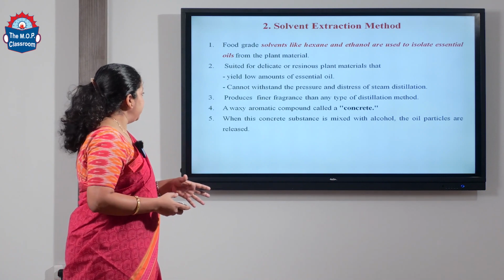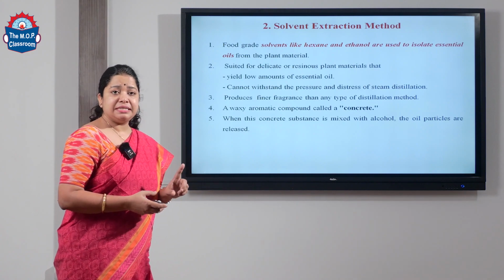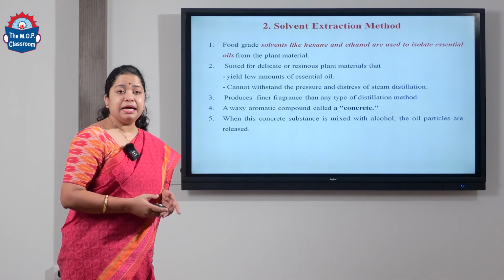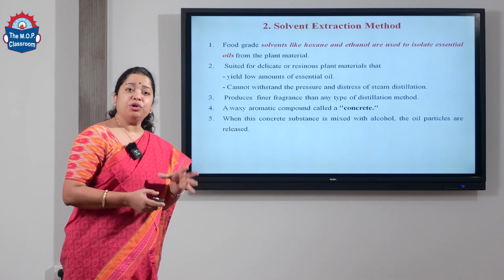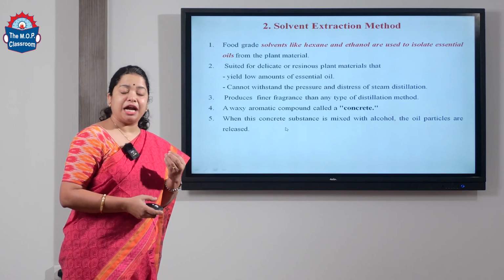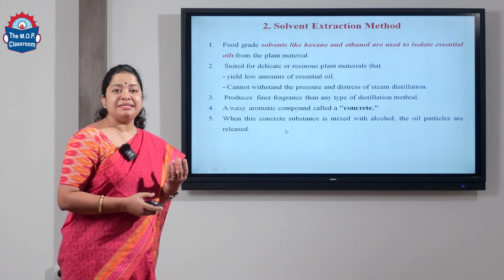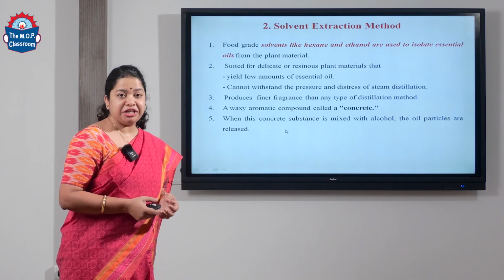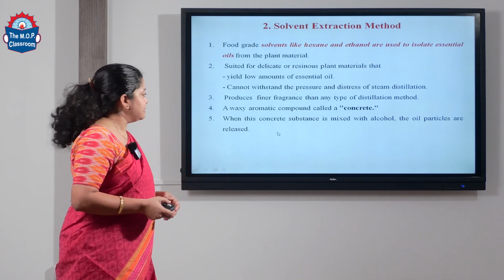So during solvent extraction, there is just one thing we need to remember: first, the use of a food grade solvent like hexane, and second, once this hexane or solvent is mixed with our plant material or spice, it generates a resinous material which is called concrete. I will move on to the diagrammatic representation for a better understanding.